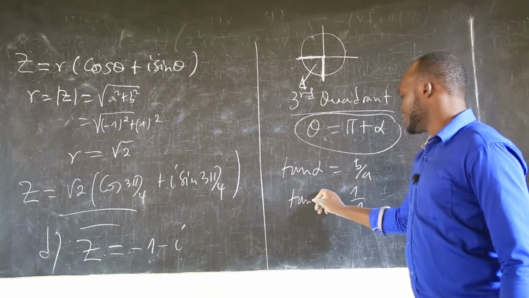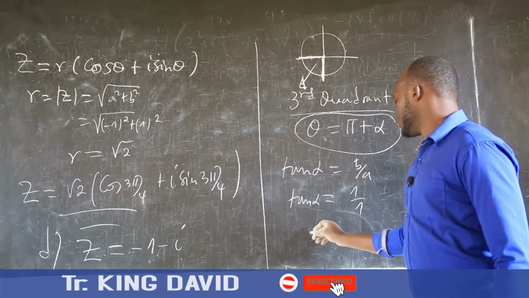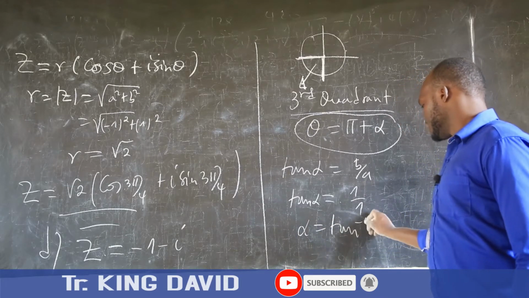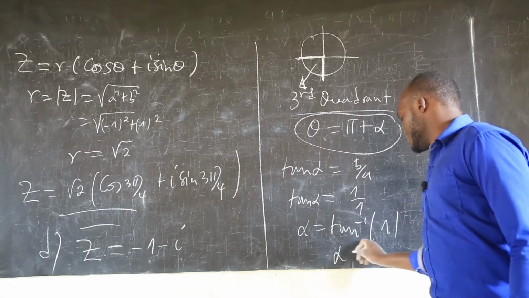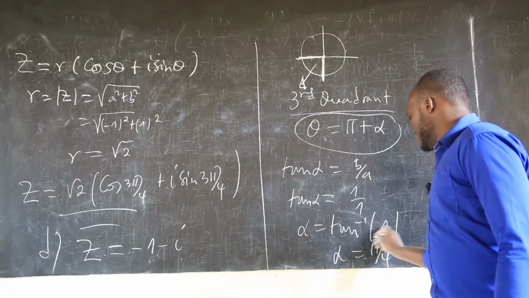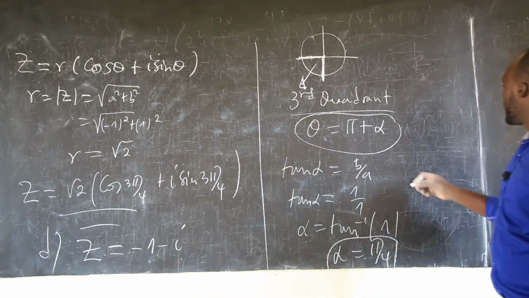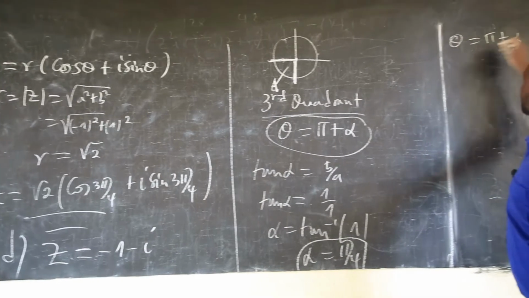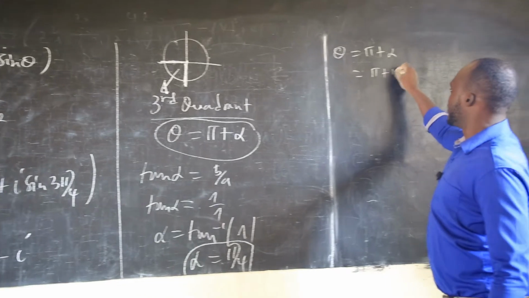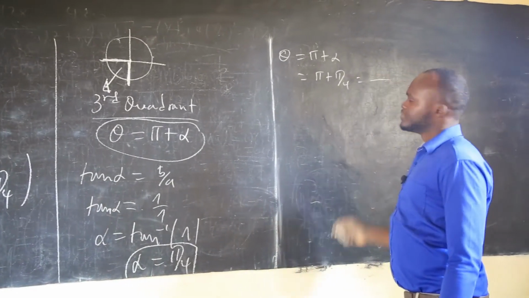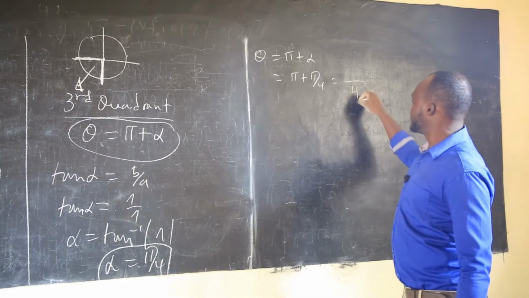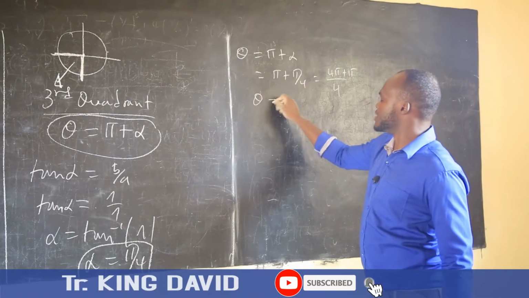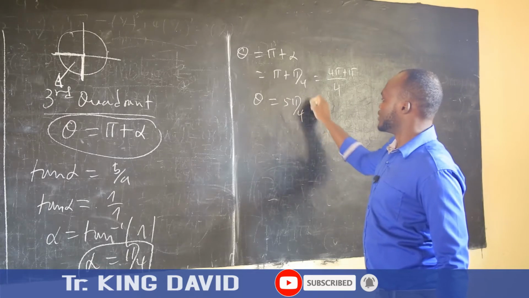So tan alpha equals 1 over 1, which is 1. Alpha is tan inverse of 1, where alpha is pi over 4. So after getting alpha equal to pi over 4, what is the angle? Our angle is pi plus alpha, which is pi plus pi over 4. We find the LCM. Our LCM is 4. That's 4 pi plus pi. So our angle is 5 pi over 4.